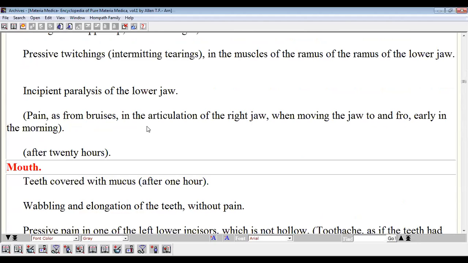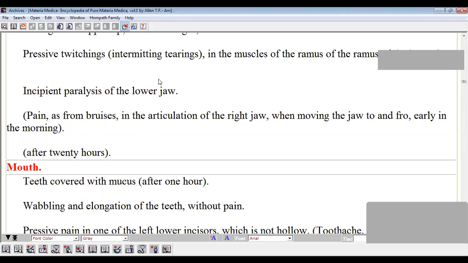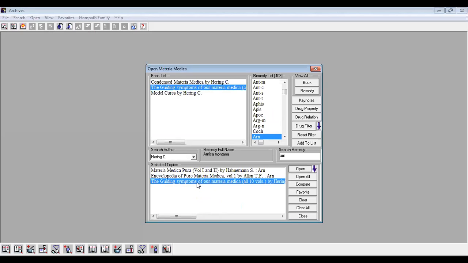So I will again revise this. In the first Materia Medica Pura, the symptoms were listed, but the order is anatomical order. First vertigo, then head, then face, then ear, but there were no headings. Now in the second example, T.F. Allen's Encyclopedia of Materia Medica, various headings are mentioned. These headings correspond with the anatomical parts of the body, and it continues till the last heading of extremities appears. So these are two examples. Now one more example we'll see, which is Hering's Guiding Symptoms of our Materia Medica.